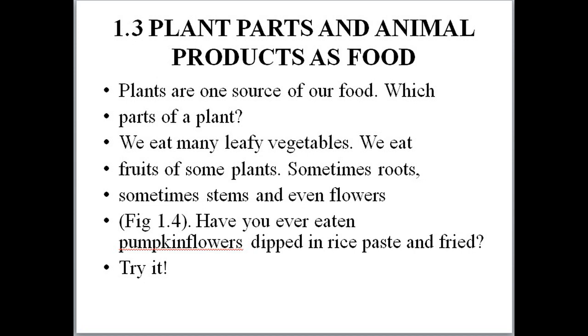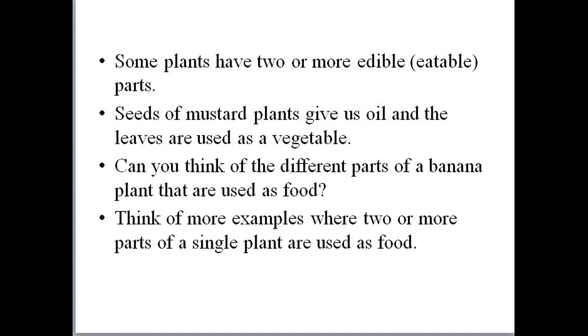Some plants have two or more edible parts. Edible means eatable. Seeds of mustard plants give us oil, and leaves are used as vegetable. Can you think of different parts of banana plants that are used as food? Think of more examples where two or more parts of a single plant are used as food.